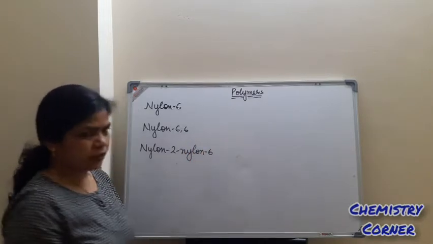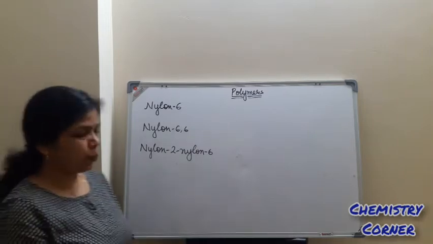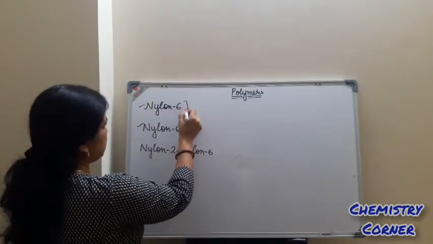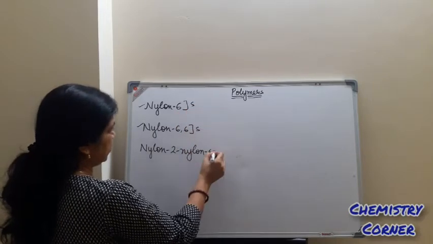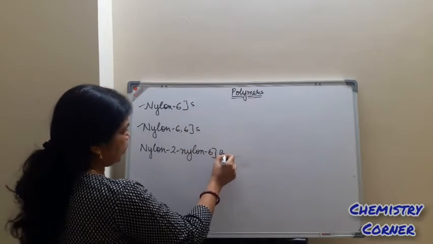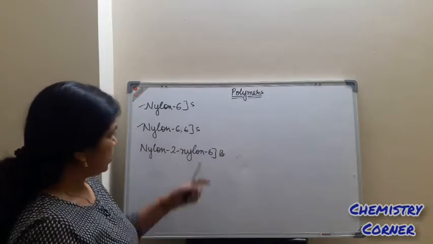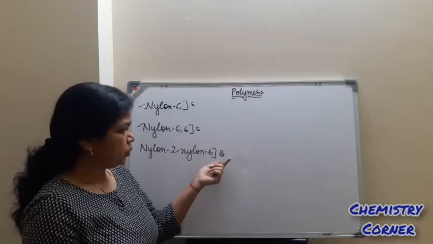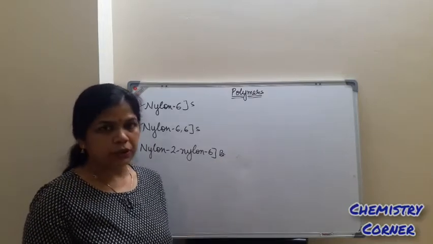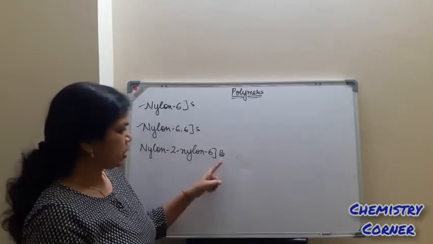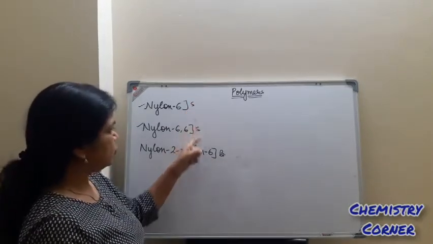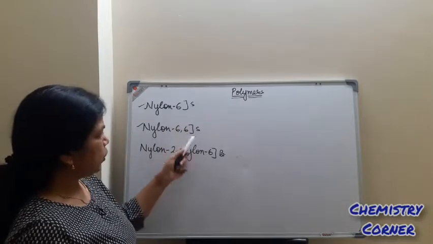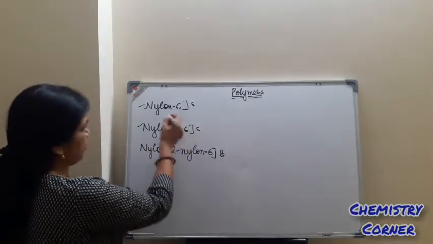These are the three varieties of nylon which are there as a polymer. Remember, these two are synthetic polymer. This is synthetic polymer, this is synthetic polymer, but this is biodegradable polymer. What is the meaning of this biodegradable polymer? When it is going to mix with the soil or it is going to degrade by the microorganism, so it is environment friendly, but these two are not biodegradable. So remember it, these two are synthetic. So let's explore one by one.